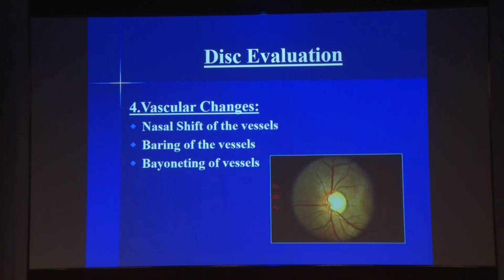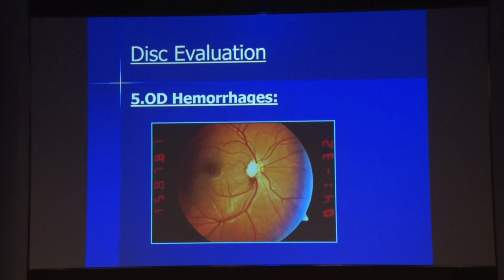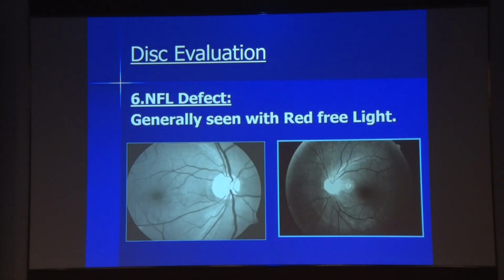Then the vascular changes: the standard nasal shifting of the vessel, the bearing of the vessels. Once there is a loss, an apoptosis, of the neuroretinal rim fibers, there can be bearing of the vessels and bayonetting of the vessels, where the vessels take a sharp turn and dip into the cup. The hemorrhages, as I said, always try to look out for hemorrhages and rule out the presence of hemorrhages.